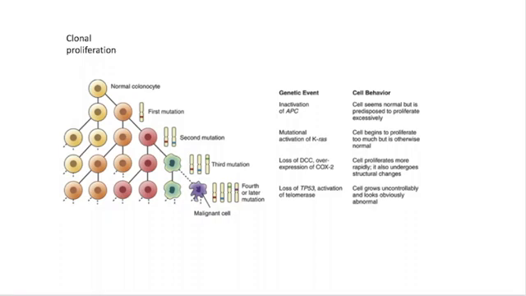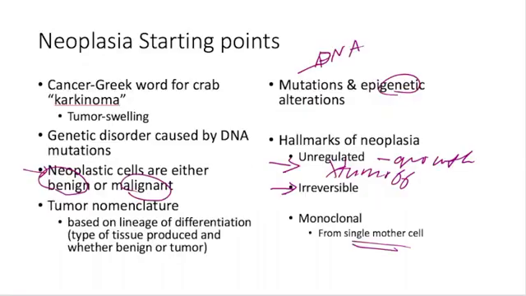So now we have cells uncontrollably growing, and they look obviously abnormal. This is what the cascade looks like, but it is from one single mother cell. And this is actually how we detect hyperplasia versus neoplasia. If it's from multiple cells, then it is not considered monoclonal. That is high yield, meaning that if we see monoclonal features, we know that it's a neoplastic process.